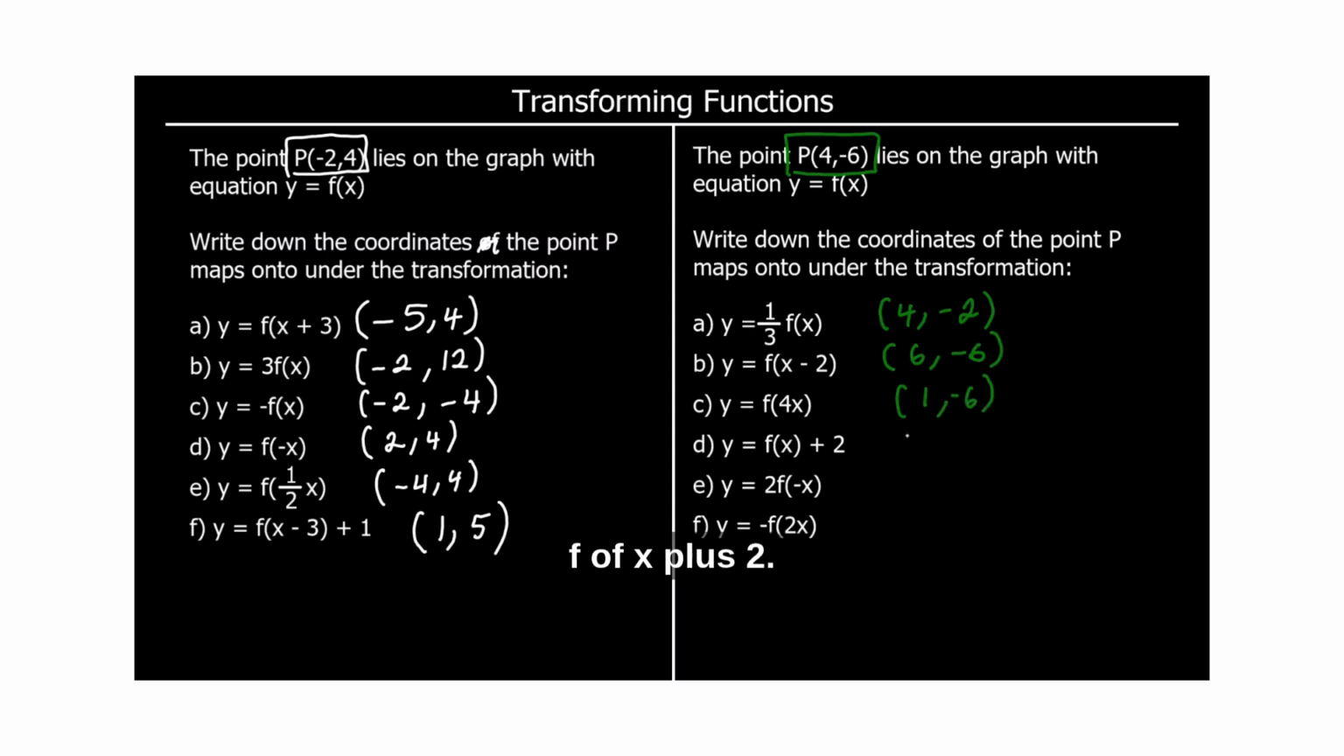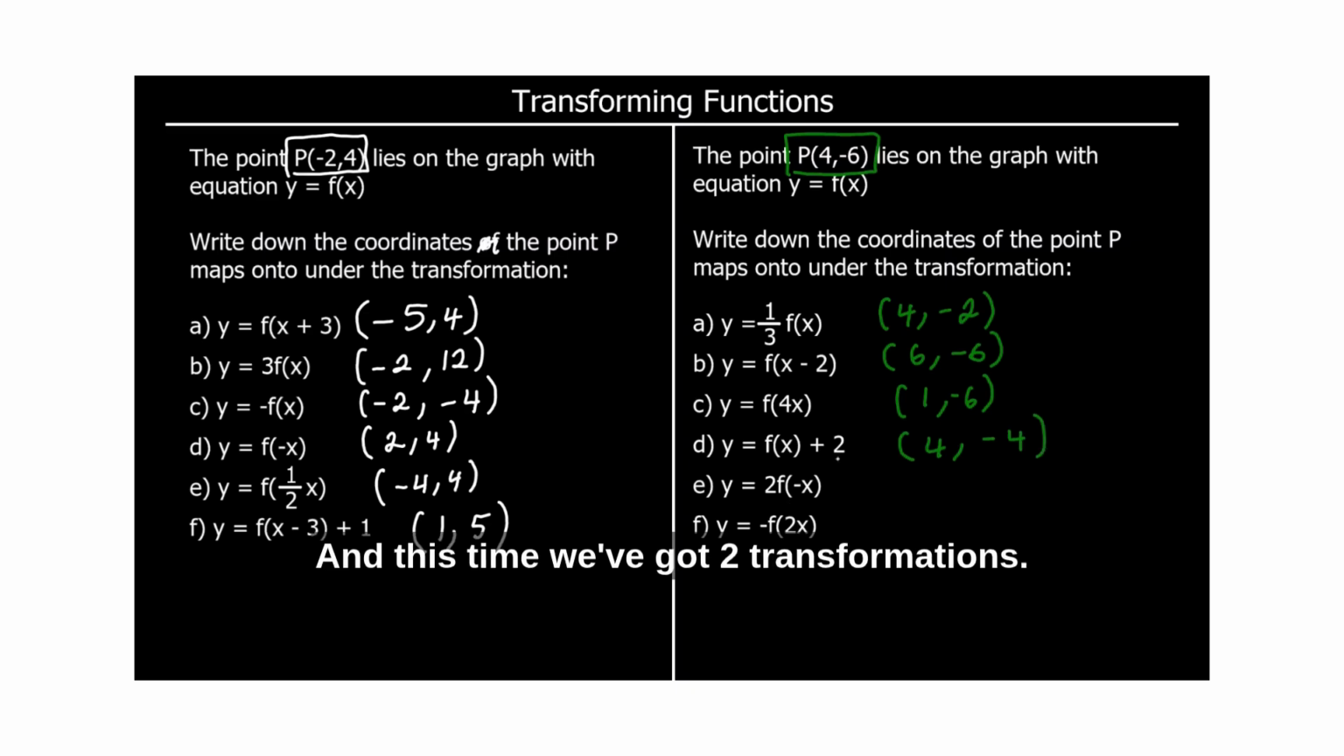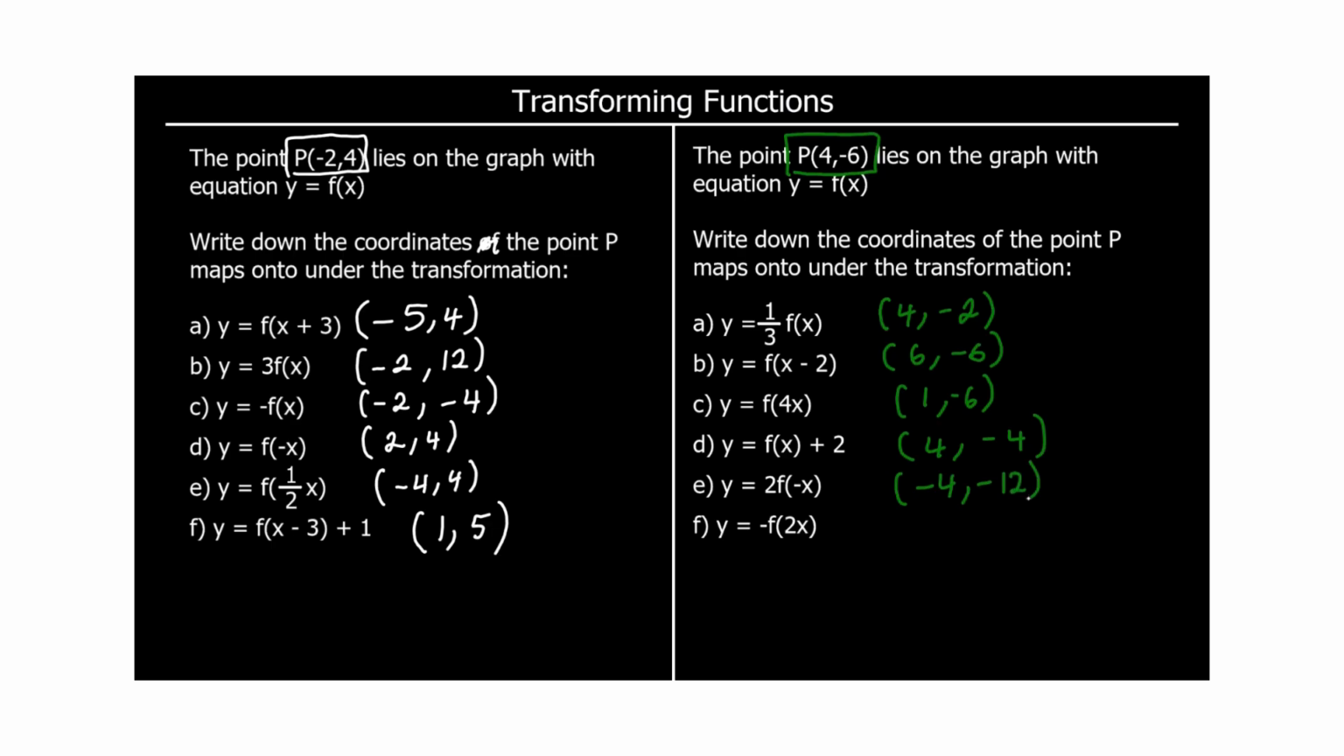f of x plus 2, the change is outside the bracket, we plus 2 onto the y coordinate. And this time we've got two transformations. So for the x inside the bracket, we change positives to negatives and negatives to positives. So -4 for the x coordinate. And outside the bracket, we've got 2. So double the y coordinate. So that would be -12.